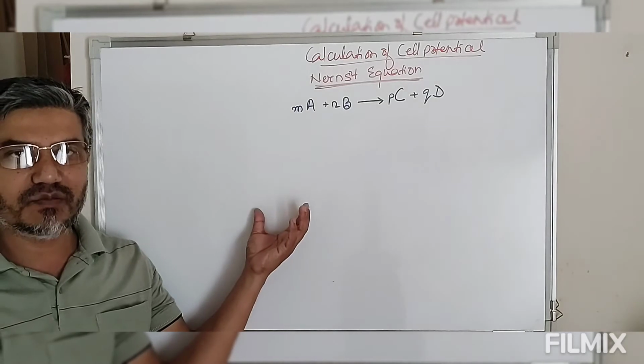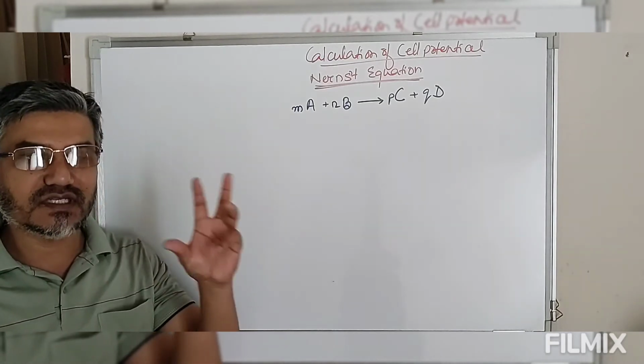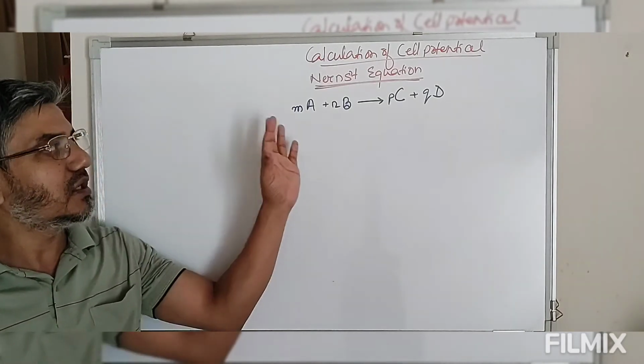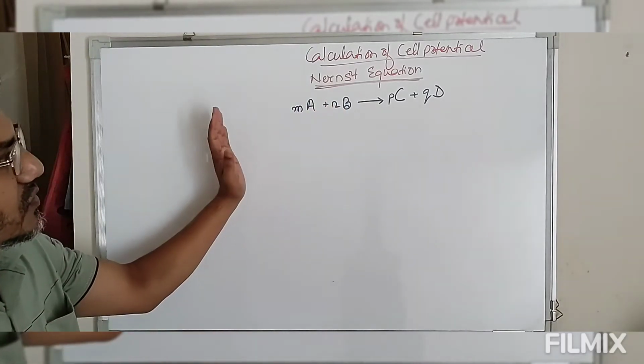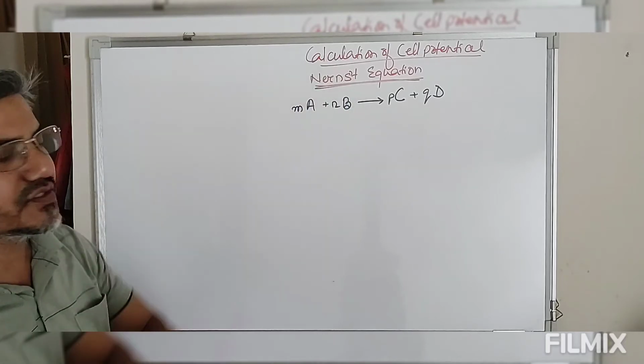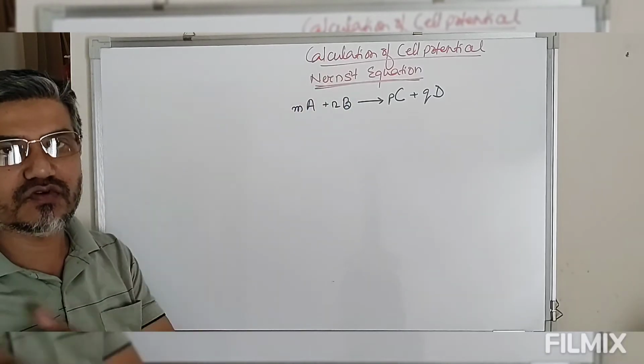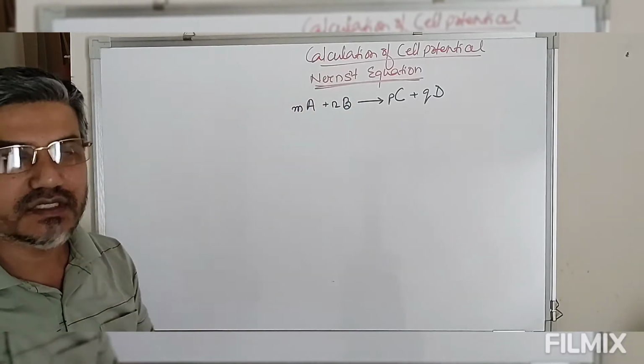Now why does this need to be well balanced? Because the number of electrons in each component should be the same. That means in the oxidation half and the reduction half, the number of moles of electrons involved should be the same.